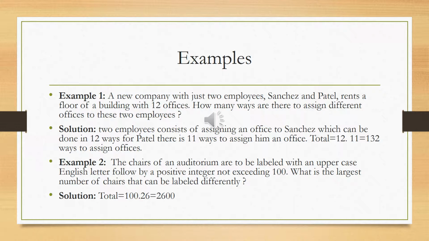Example 2. The chairs of an auditorium are to be labeled with an upper-case English letter followed by a positive integer not exceeding 100. What is the largest number of chairs that can be labeled differently? So the total is 100 ways times 26, which is equal to 2600 ways.